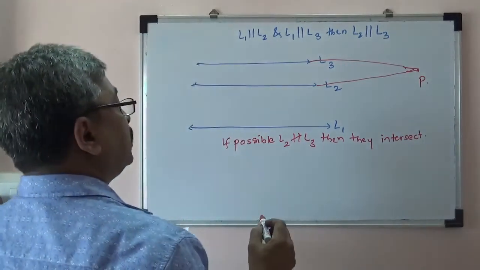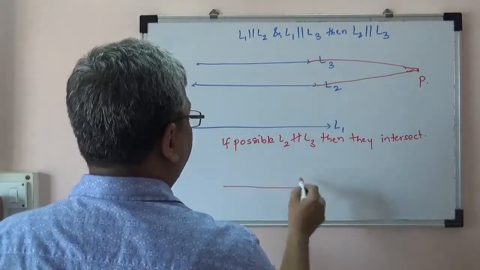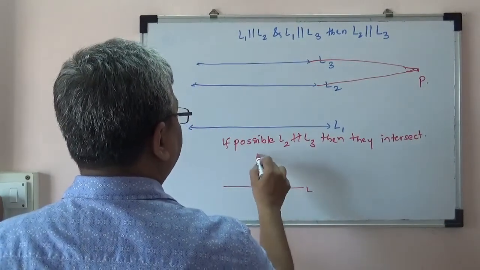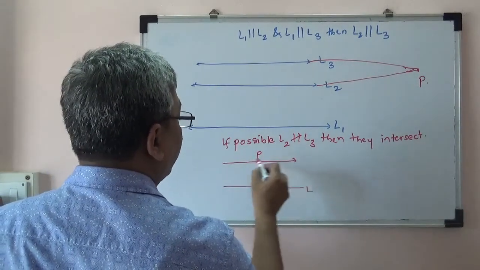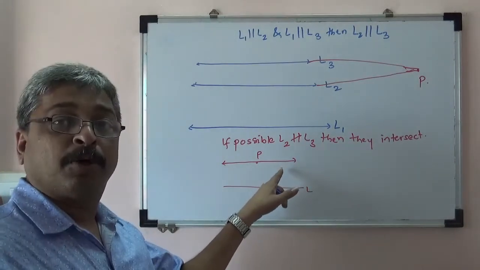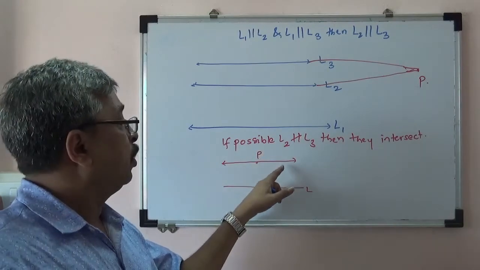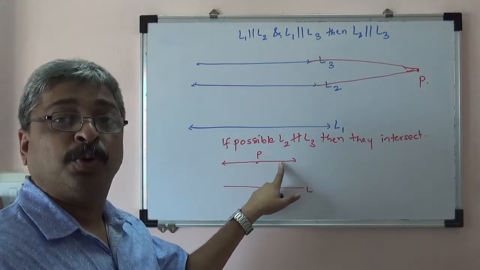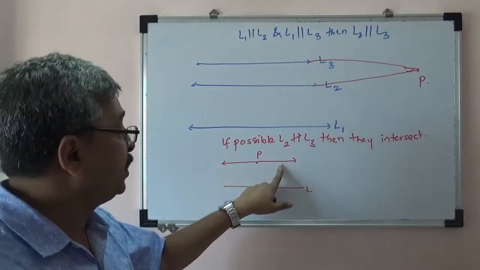What is the contradiction? Contradiction to the parallel postulate. The parallel postulate says that if you have a line L and a point P outside the line, you can draw only one line which is parallel to L passing through P. That is Euclid's parallel postulate. He wrote this postulate 2000 years ago, and nobody has been successful in denying that postulate till date; it still exists.